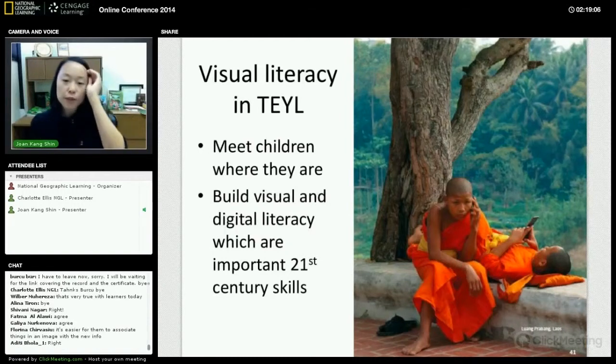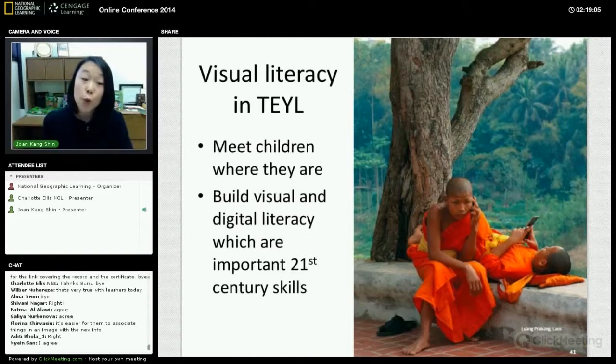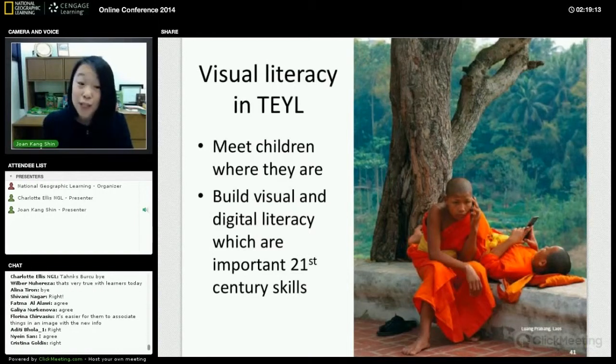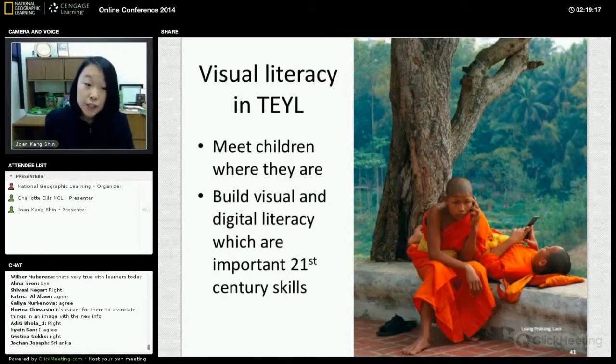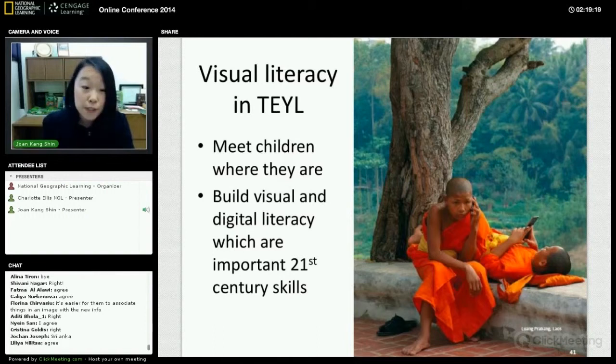So when we work on visual literacy and teaching English to young learners, what we want to make sure we're doing is meeting children where they are, right? They're getting their information increasingly in visual ways, so we should meet them where they are and present information in ways that they are accessing information. In addition, we have to build important 21st century skills, which include building their visual and digital literacy.